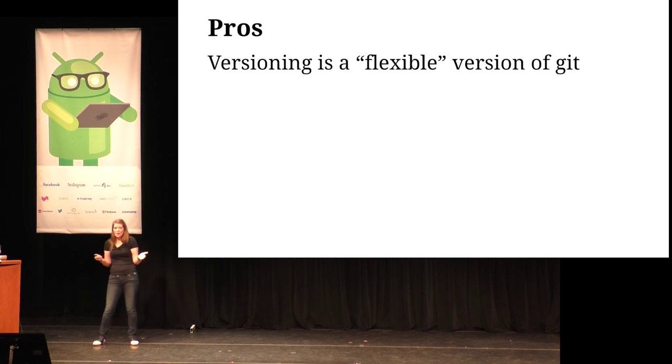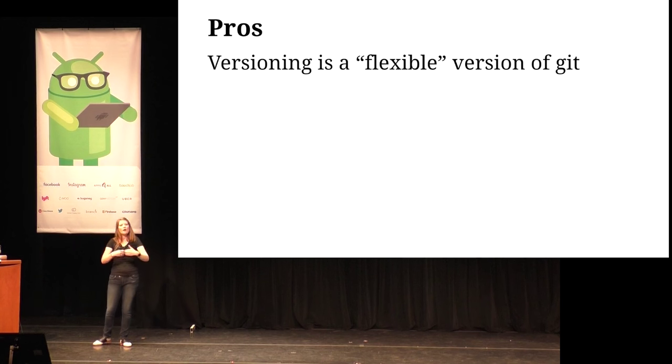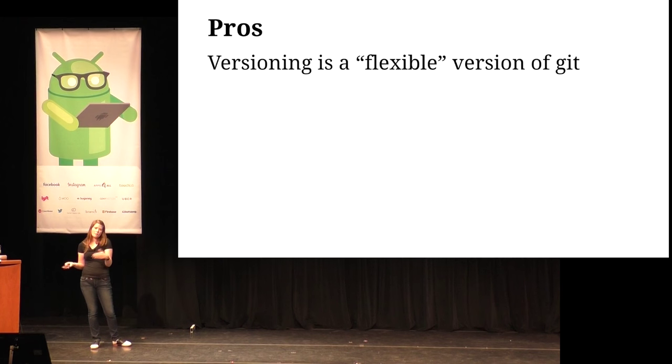So a pro of using Google's repo tool is that versioning is what I like to call a flexible version of Git. So harkening back to those gem files I was such a fan of, you could just say pull the most recent version of master or of this branch. You don't have to set a specific commit SHA. And this is something that repo tool does for us. You give it a branch, it will pull the most recent commit from that branch, which is awesome.